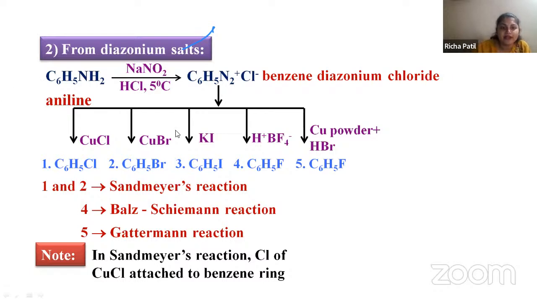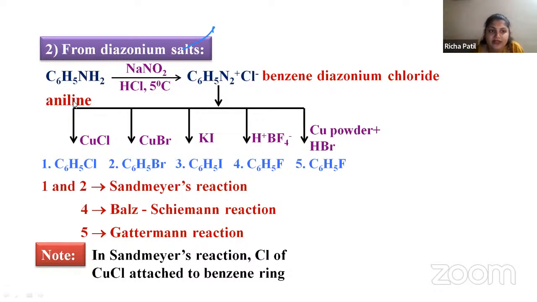So if you treat this benzene diazonium chloride with CuCl, you get what? C6H5Cl. How is this Cl introduced? This Cl comes from the CuCl. The substituted product, C6H5Cl, is formed by replacement with your CuCl. So this is called Sandmeyer's reaction.